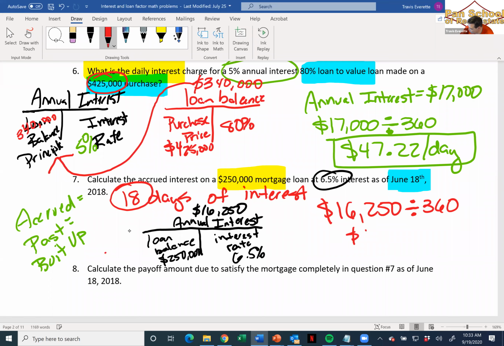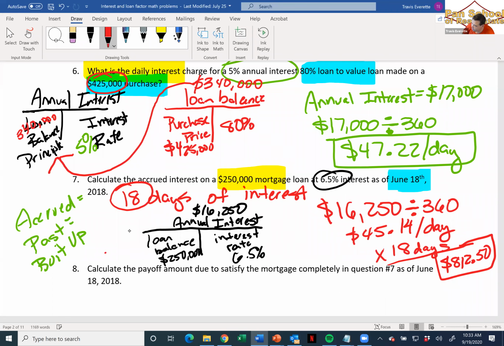Equals 45 and about 14 cents per day, times 18 days. Looks like to me about $812.50 or so in accrued interest. And that's when I say, booyah.